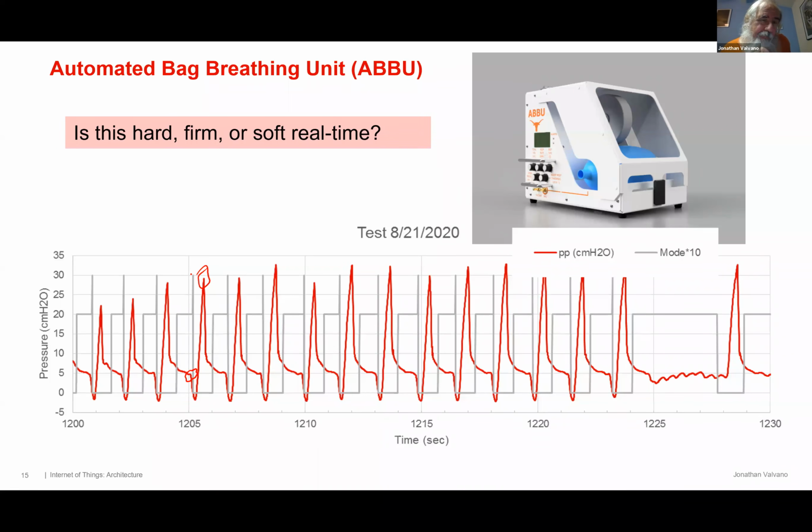There is a delay between the triggering event, which is the patient wanting a breath, and the response. It turns out this gray dot is the time at which the algorithm detected that the patient wanted a breath, and the red is when the machine, the mechanical part, gave the breath. This is kind of physiologically cool. The patient stopped breathing over there, and the machine gave him a breath because you can't live without breathing. So is this hard, firm, or soft real time?